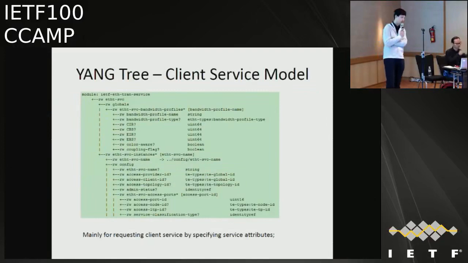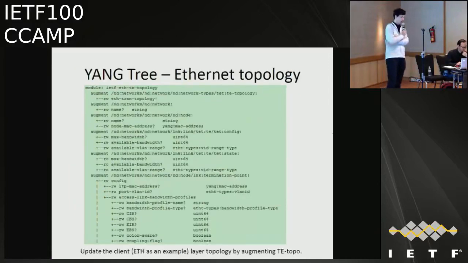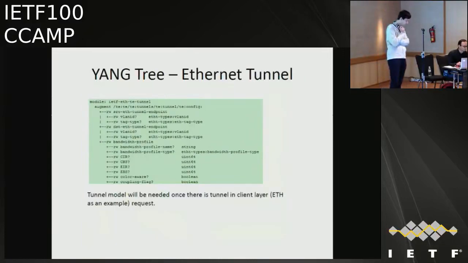Then we would like to have a very quick view of the client service model and our YANG tree. The first one is the client service model. It is mainly used for requesting the client service by specifying different service attributes, like global high-level descriptions and the service type. Then this YANG tree shows the parameters contained in the Ethernet topology model. This can be used when we need to update the client layer topology, and this is an augmentation to the TE topology model. In the current version of the draft, we use Ethernet as an example again. Finally, the model is about the Ethernet tunnel, and this model would be needed once there is a tunnel in the client layer. Again, Ethernet in this draft.